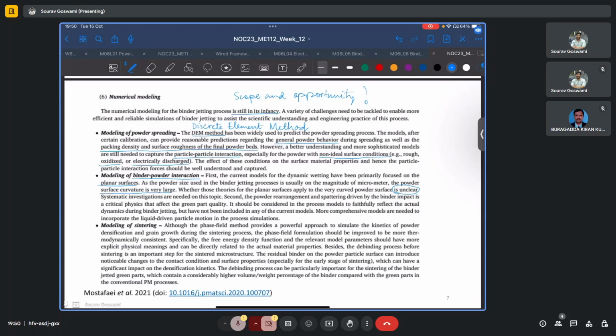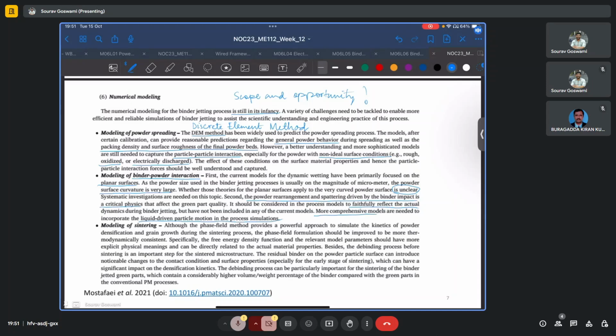Systematic investigations are needed on this topic. Secondly, the powder rearrangement and spattering driven by the binder impact is a critical physics that affects the green part quality, and this should also be considered to faithfully reflect the actual dynamics. Thus, more comprehensive models are needed to incorporate the liquid driven particle motion, which may be similar to granular flow.